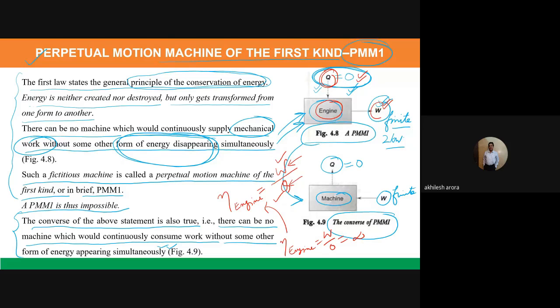Rather, if you think about yourself also, we are also not PMM1, because we eat food, and whatever is the energy that we are getting from the food, we are only able to convert very less amount of that food energy into work actually. Most of the energy is wasted in our body, and you know about it. Okay, so we follow the first law of thermodynamics.